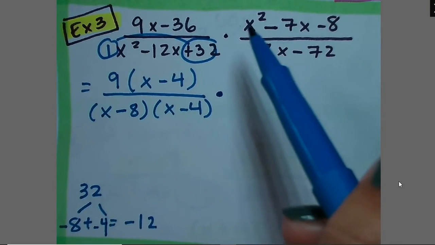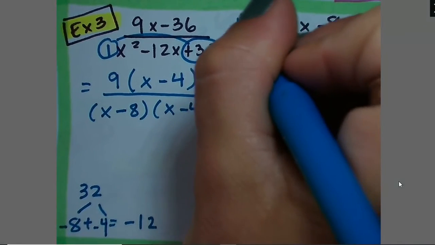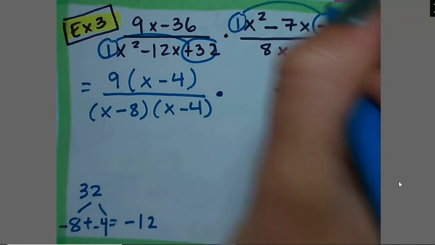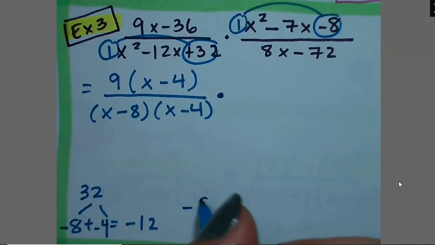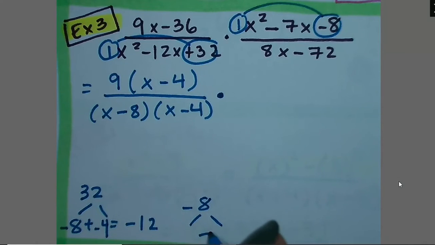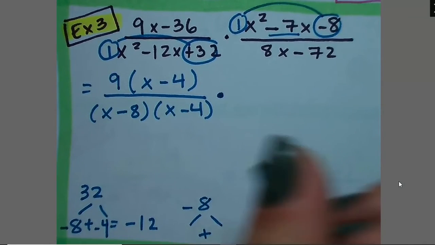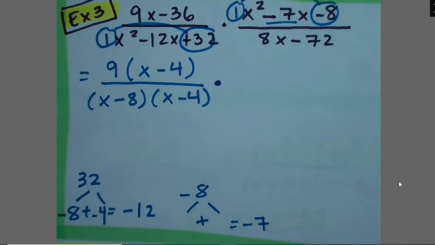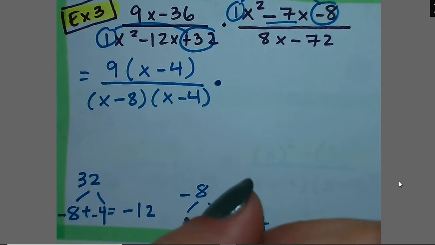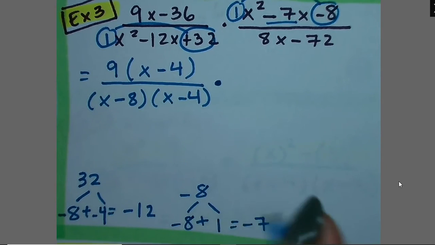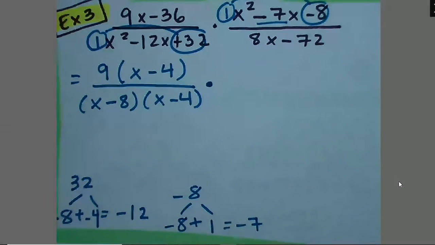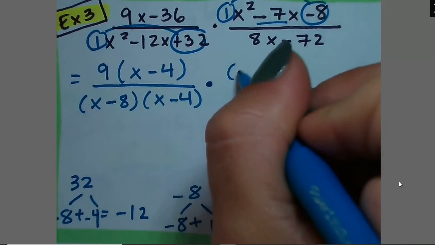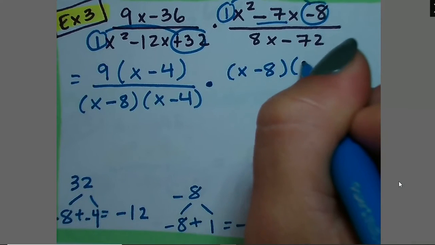And then up top, we're going to factor this one. So we're going to do 1 times negative 8. We're going to get negative 8. Two factors of negative 8 that add to give you negative 7. Okay, so factors of negative 8 are 1 and 8, which is what's going to get us there, or 2 and 4, which wouldn't get us there. Okay, so we're going to use negative 8 and positive 1 to get us to negative 7. So this is going to be x minus 8 times x plus 1.